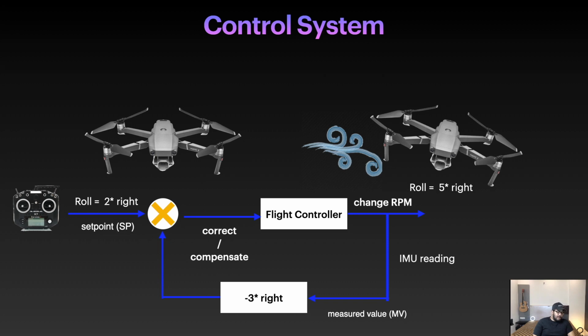And the actual value which we read after the command has been executed to change the RPM of the ESCs, and we measure it again using the IMU, is called the measured value. The value which we get after the loop is complete. The execution is complete. Ultimately, the flight controller will compare the measured value with the set point, the value which it actually gets after executing the command.